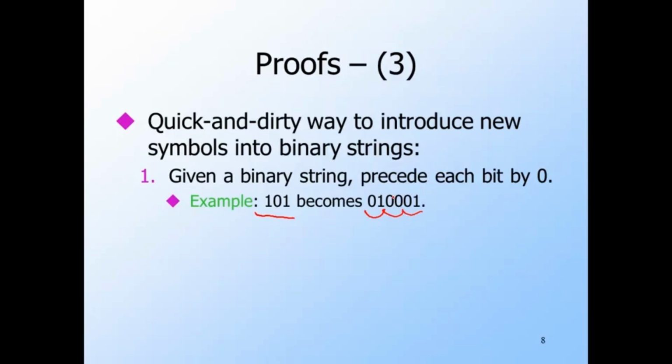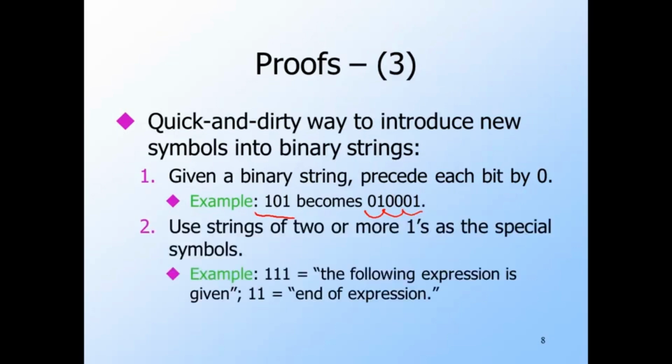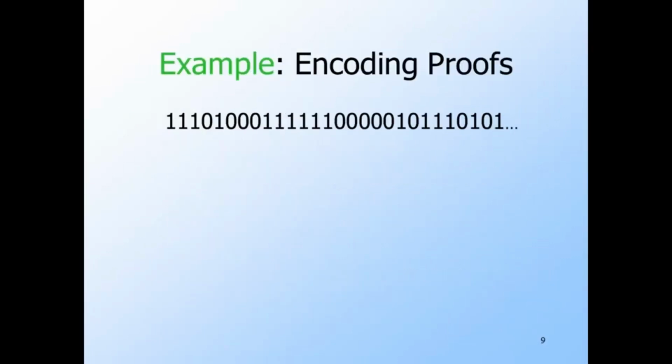Now, as a consequence of this change, strings have no consecutive ones. Use strings of 2 or more ones as the new symbols. For example, we'll use 111 to mark a given expression and 11 as the marker for the end of an expression. Here's an example of what a proof as a binary string could look like.